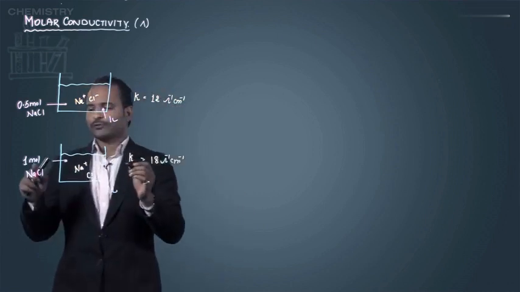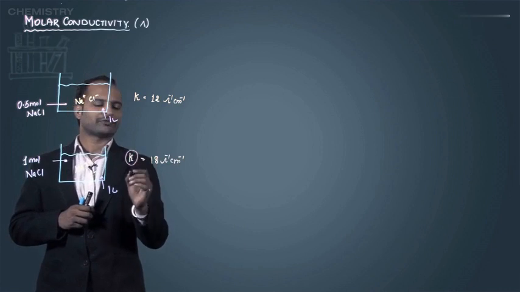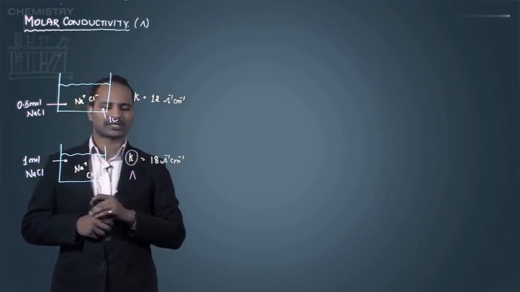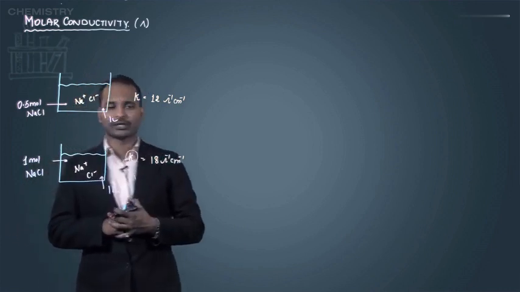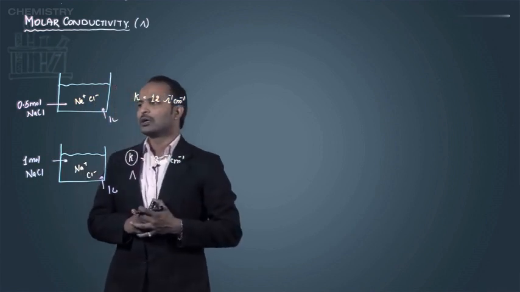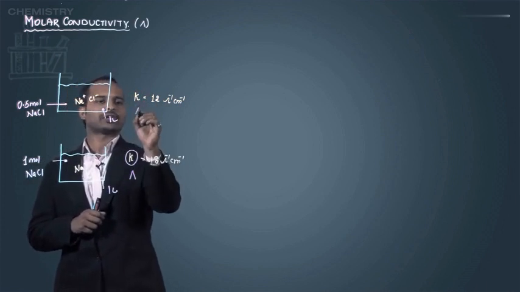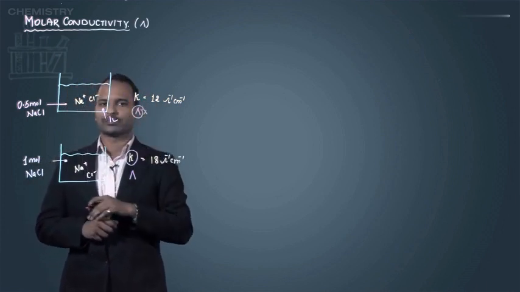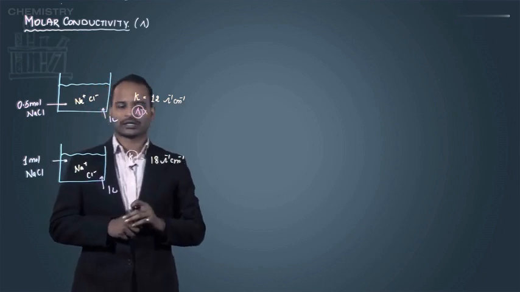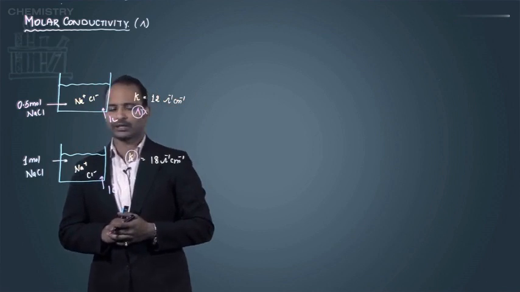When I'm talking about that second one which contained 1 mole of NaCl, instead of K I can write lambda also. This is capital lambda, which is also known as molar conductivity. But can I use the word lambda for the first solution's conductivity? The answer is no. Here we cannot use the lambda term for this solution. Here it is only called conductivity. Well, for the second one I can use the word conductivity as well as molar conductivity.